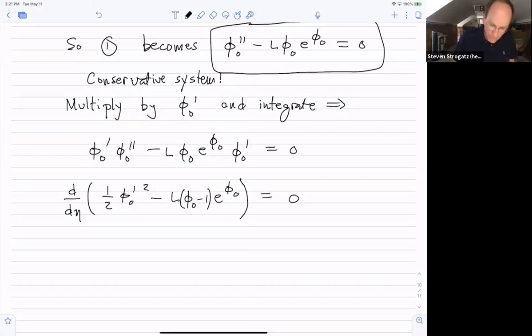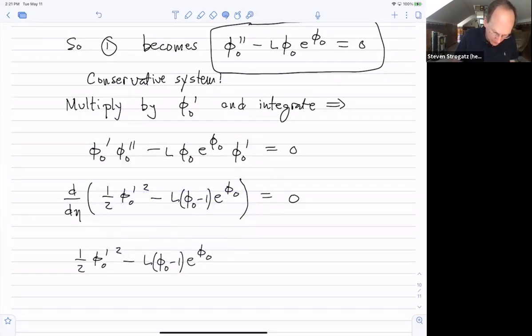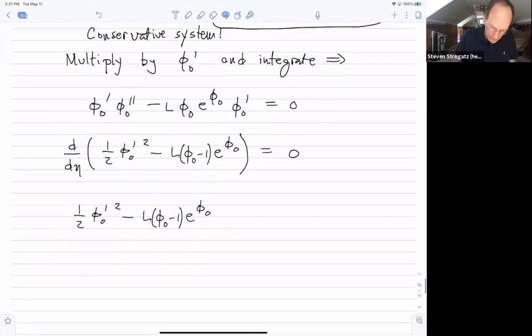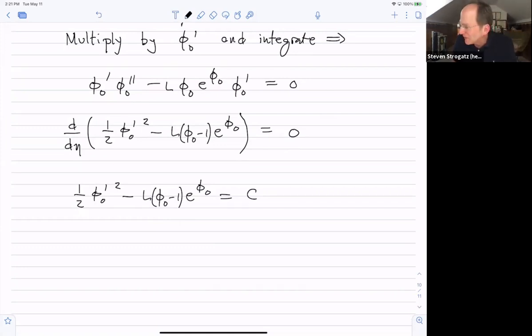So let me grab this and copy it. The expression inside is then a constant. So let's duplicate that, move it down here. So this equals a constant. Let's call it C. You can see I'm abusing the letter C in this lecture. It's been used over and over. I'm up to like C5 by now, but let's keep calling it C. And we're all grown-ups here.